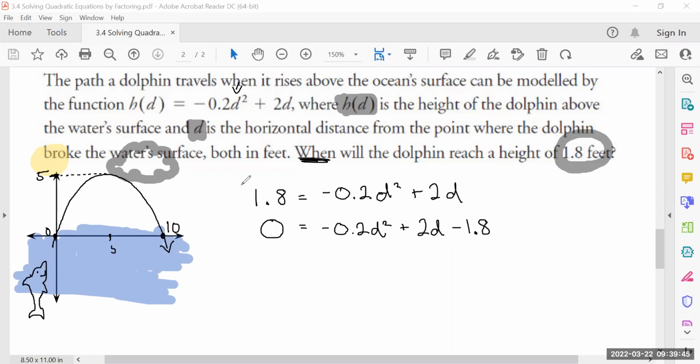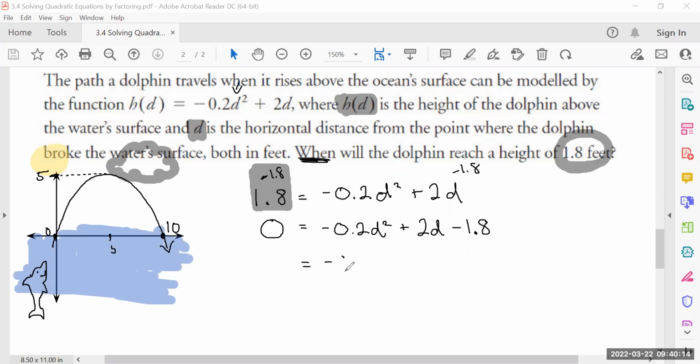So both sides are subtracted by 1.8. The left side becomes a 0 because you can cancel this part out. And the right side gets a negative 1.8 because you can't do anything with that. So, oh look, I have a trinomial. Would you look at that? I do not like this negative 0.2.